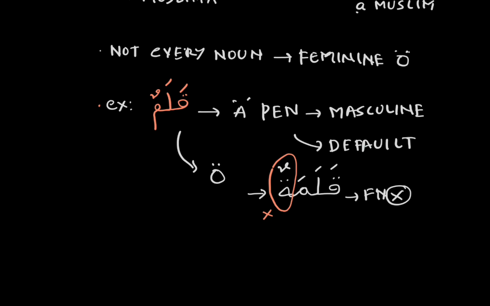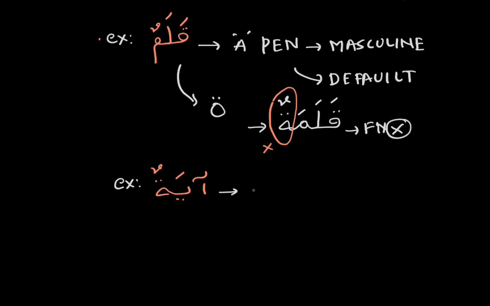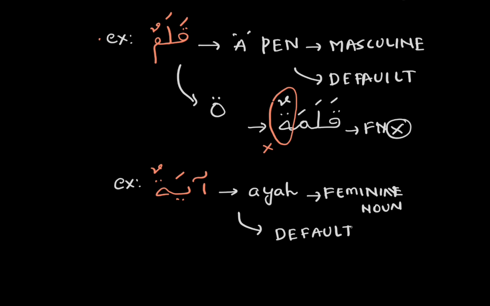Let us take one more example. Ayatun. Ayatun means a verse. It's a feminine noun by default, like qalamun is masculine by default. Here you can't remove the closed ta and make it a masculine noun. So it cannot be changed into a masculine noun by removing the closed ta. So ayatun by default is a feminine noun, and qalamun by default is a masculine noun.